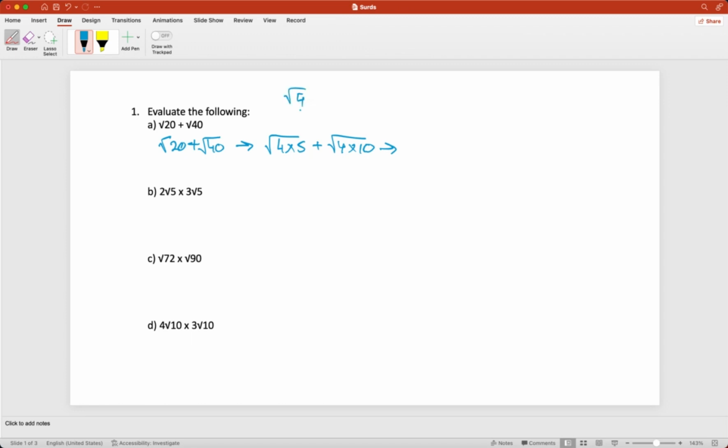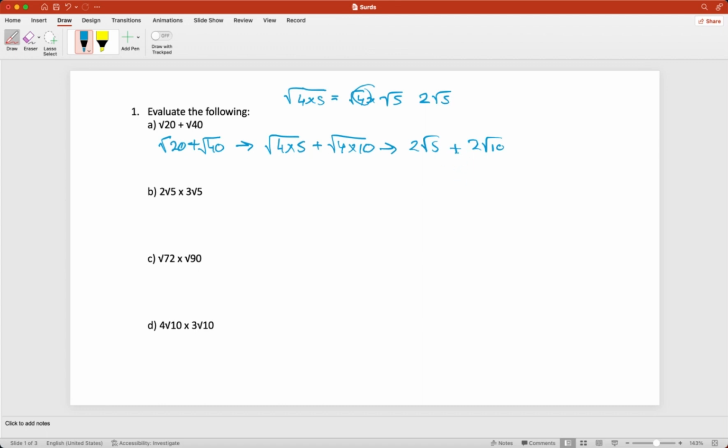square root of 4 times 5, which is like saying square root 20, is like saying square root 4 times square root 5. And then you can solve the square root of 4, which is 2, so it becomes 2 square root 5. So if you do that with both of these, you can simplify it further. So square root 4 times 5 is 2 square root 5, and then plus 2 square root 10.